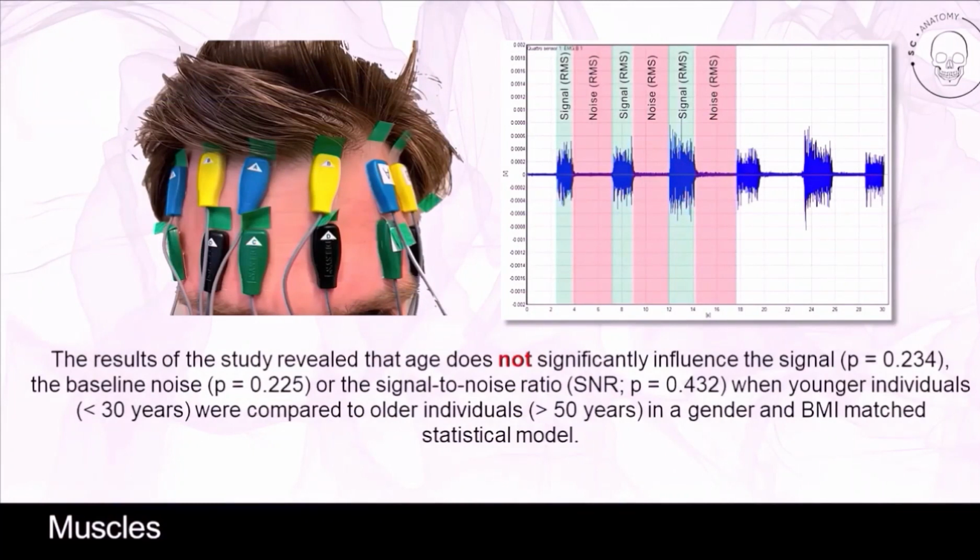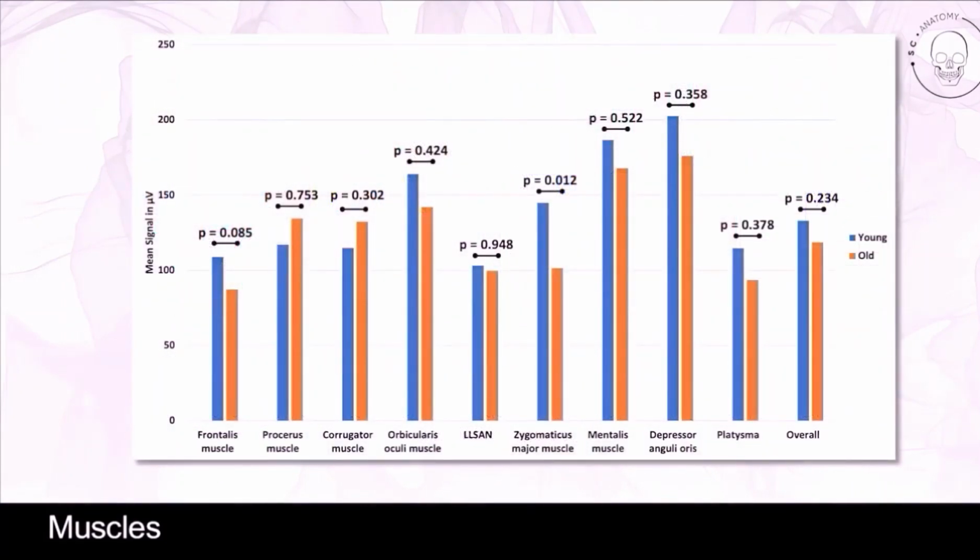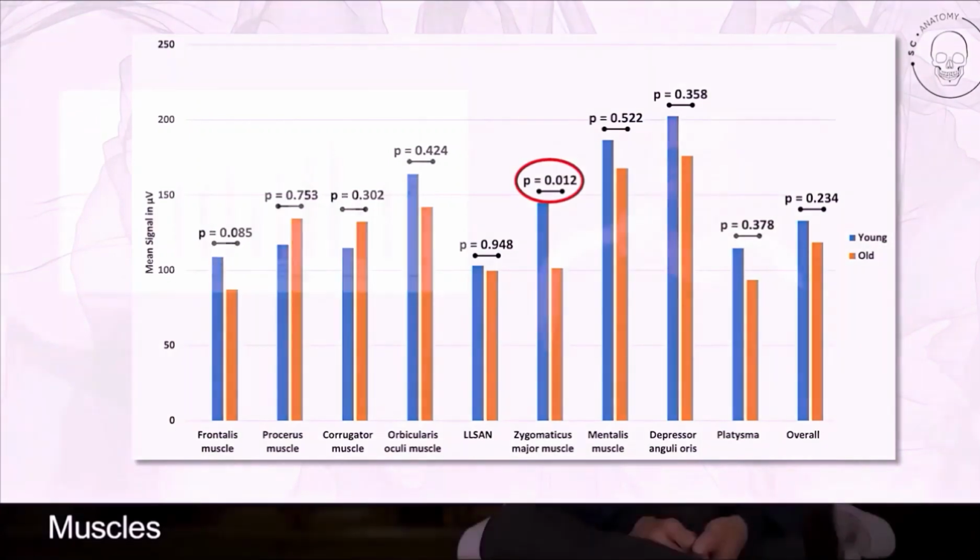I said, I don't believe this. There has to be a difference. Well, and then I looked at each individual muscle. And at each individual muscle, I looked at the signal. The signal is kind of the strength of the muscle activity. And I found out within the study that there's only one that has a statistically significant decrease in its signal, and that's zygomaticus major muscle.